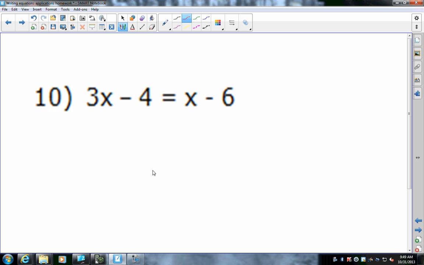Number 10. Number 10 has x's on both sides. Remember, we talked about this. All my x's need to live in Texas. I mean, go to the left. It's just a joke. Okay, so my x's need to go to the left.